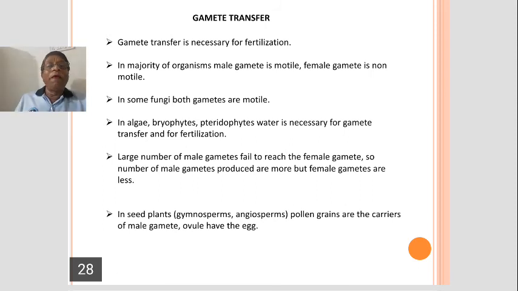Okay. Now, we have studied different groups of organisms like algae, fungi, bryophytes, pteridophytes, gymnosperms and angiosperms and even some animals. Okay?